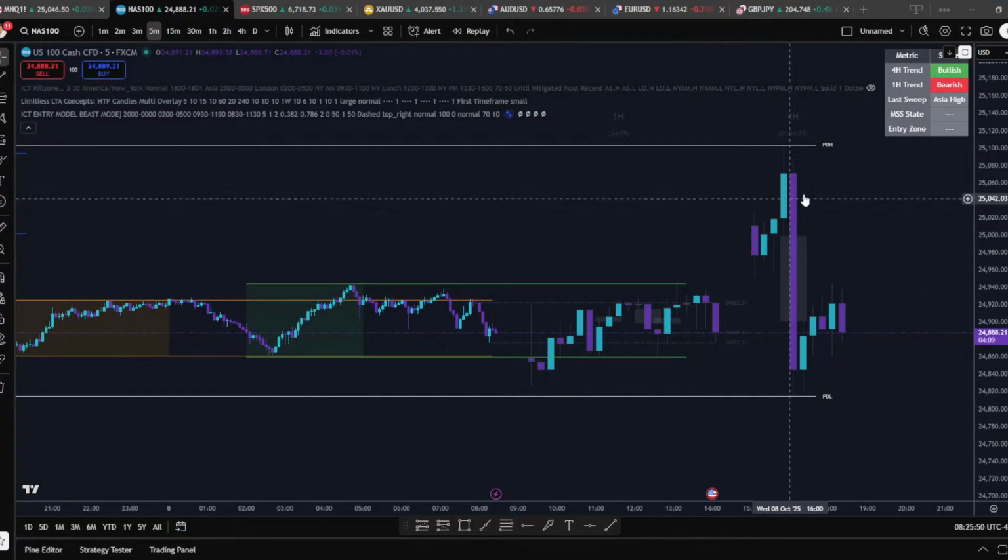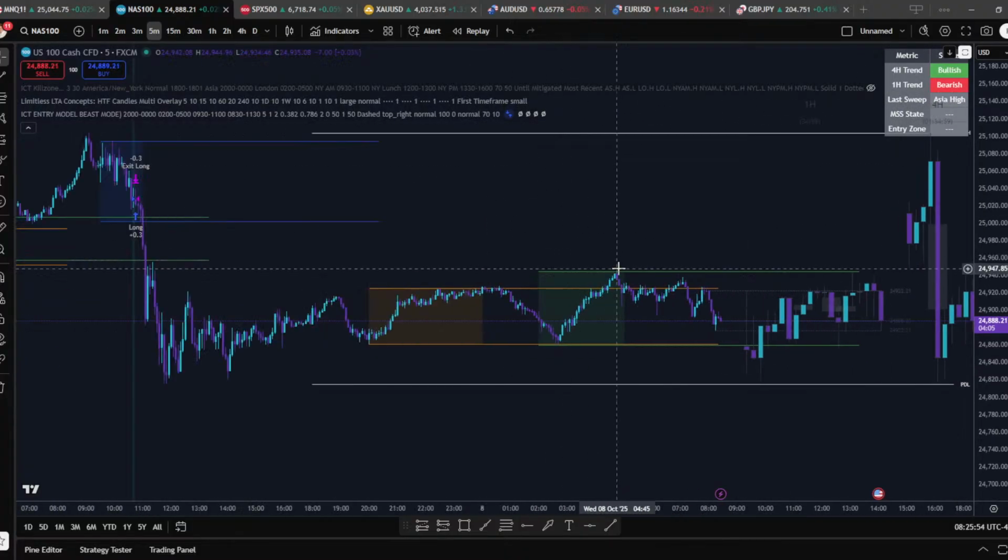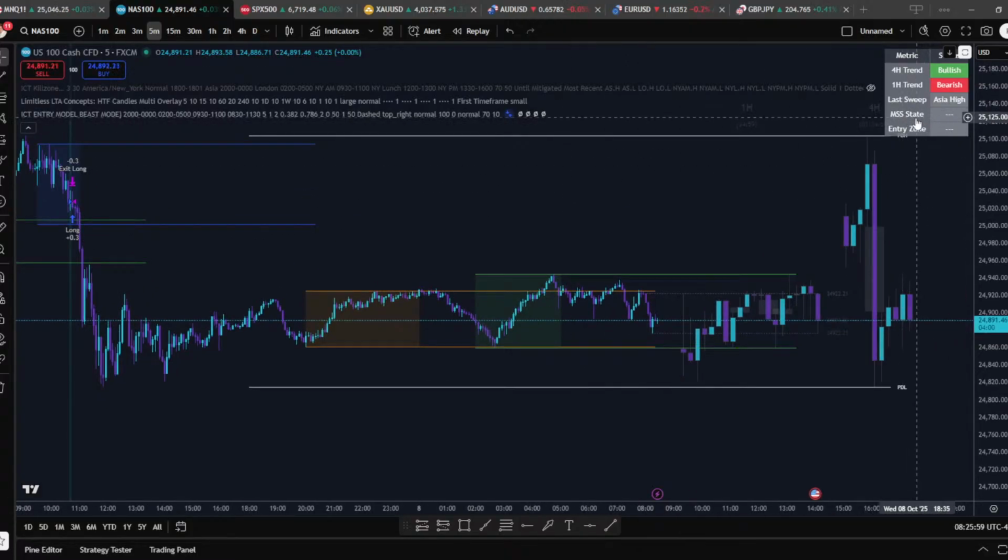Okay, it'll say last sweep of liquidity. Last sweep is Asia highs. Okay, so there's the highs, it's swept. Okay, market structure shift state.